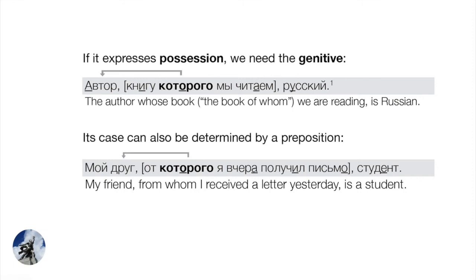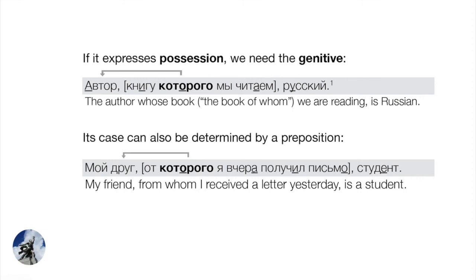Okay, now finally, the case could be determined by a preposition, of course, right? We would just need whatever case naturally follows the given preposition. My friend from whom I received a letter yesterday is a student. Мой друг, от которого, right? Remember, от takes the genitive, от которого, right? We have the genitive form of который because we're referring to друг. Мой друг, от которого я вчера получил письмо, студент.